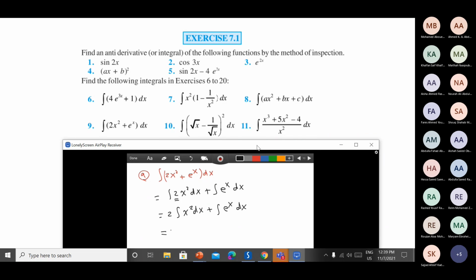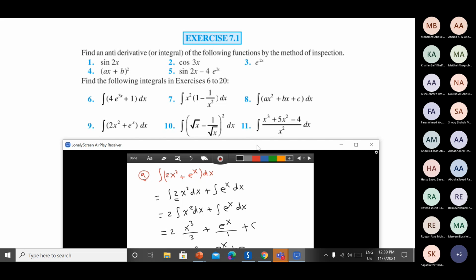Now, if I look at my table, I know the power is 2, so I'll go for the integration of x to the power n. N is 2 here, so I am adding 1 to the power and dividing by the new one. And from the table, I know the integration of e to the x is e to the x over the derivative of the power, which is 1, plus c. So this one will be 2 over 3 x cubed plus e to the x plus c.